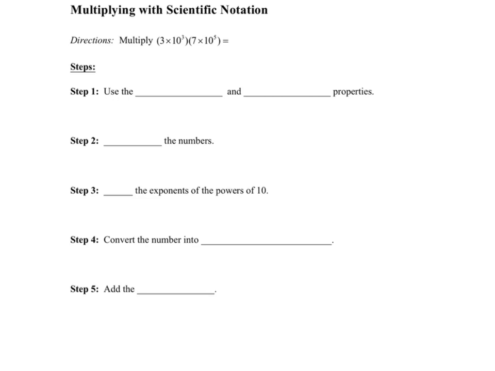So let's look at our directions. It says multiply 3 times 10 to the third power times 7 times 10 to the fifth power. And there's 5 steps we need to follow when multiplying scientific notation.